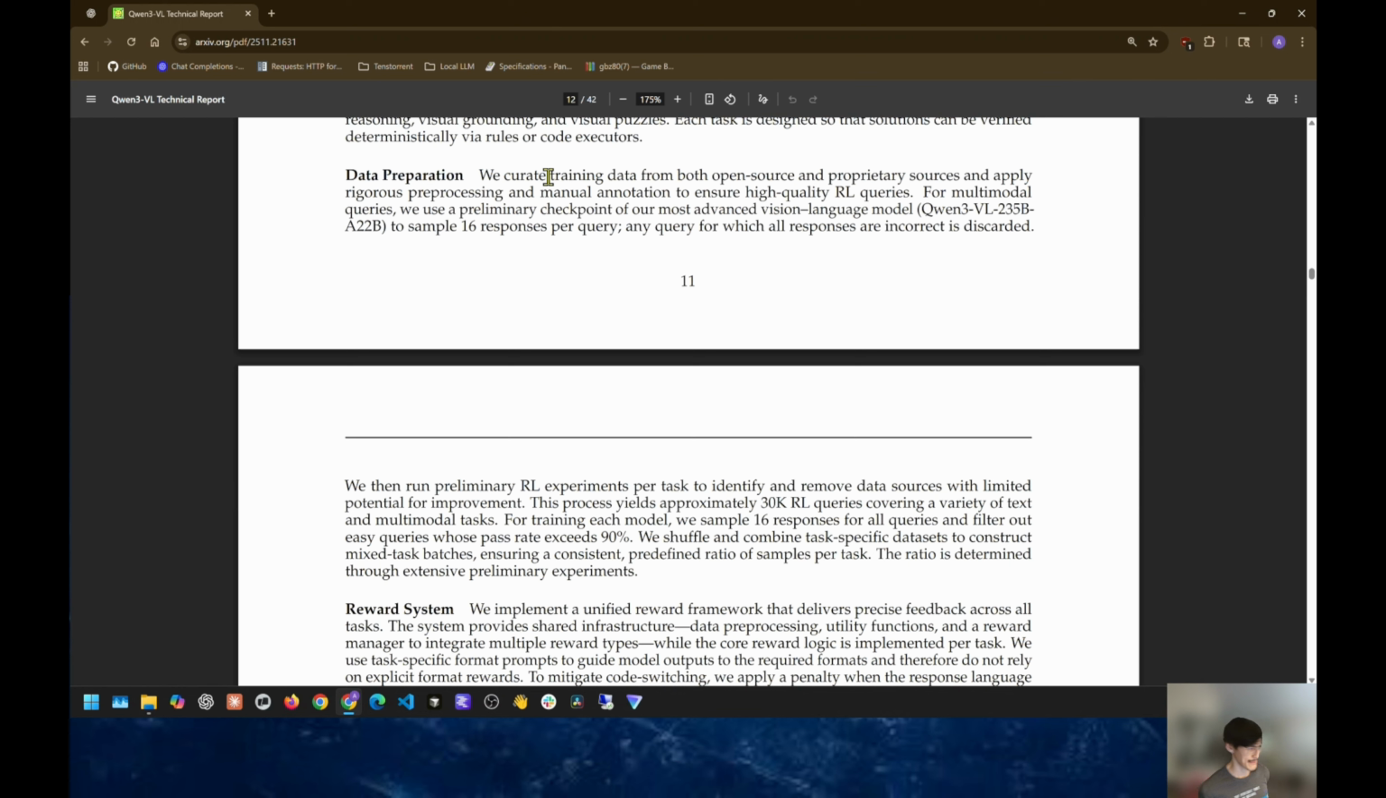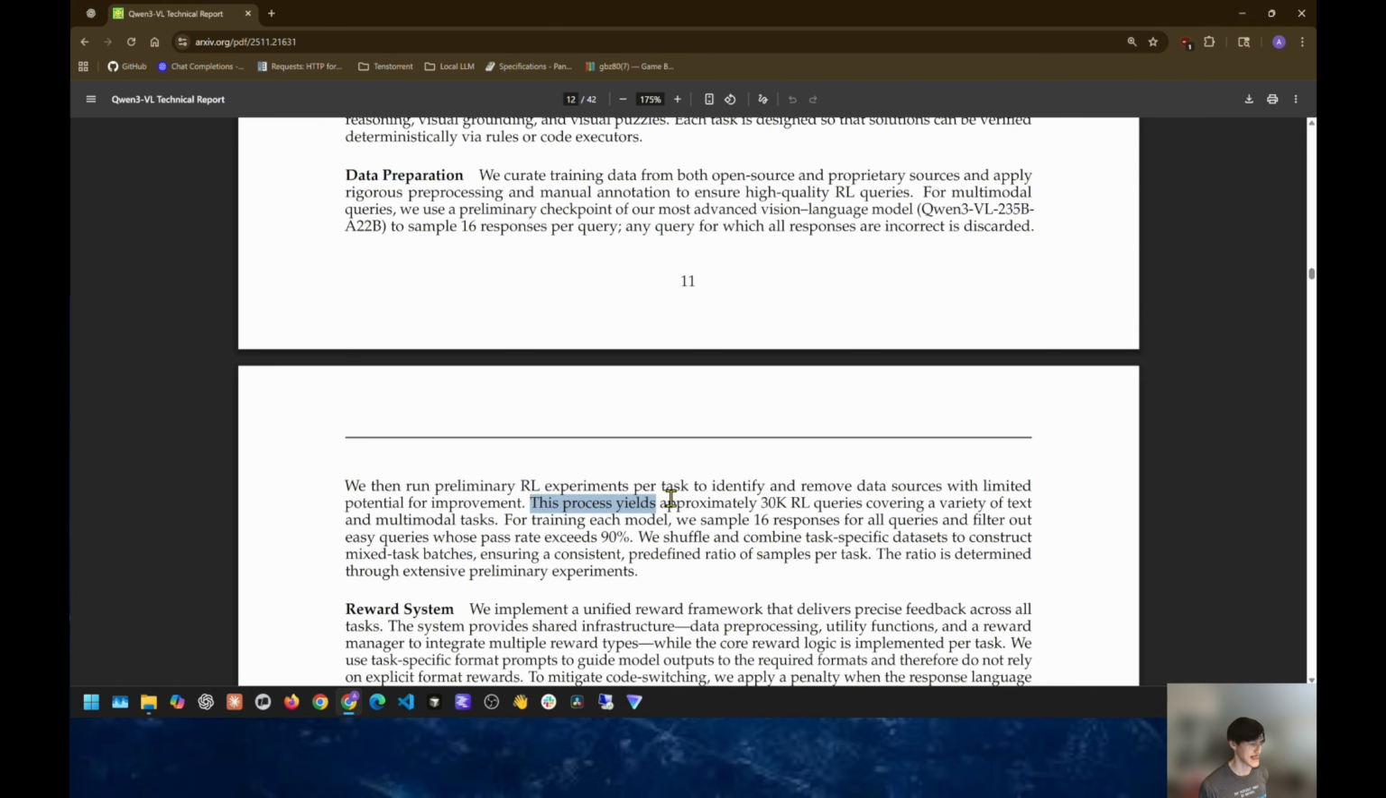Data prep. We curate training data from both open source and proprietary sources and apply rigorous pre-processing and manual annotation to ensure high-quality reinforcement learning queries. For multimodal queries, we use a preliminary checkpoint of our most advanced vision language model, Qwen3 VL 235B A22B, to sample 16 responses per query. Any query for which all responses are incorrect is discarded. We then run preliminary RL experiments per task to identify and remove data sources with limited potential for improvement.